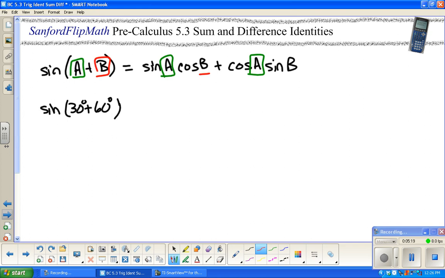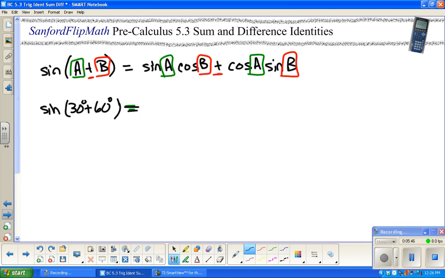Here's B, B, and B. You have to follow this format, and note it's sine, cosine, cosine, sine. The sine function follows the same sign, addition here and addition here. If I want to figure out the sine of 30 plus 60, one way would be to follow this format.